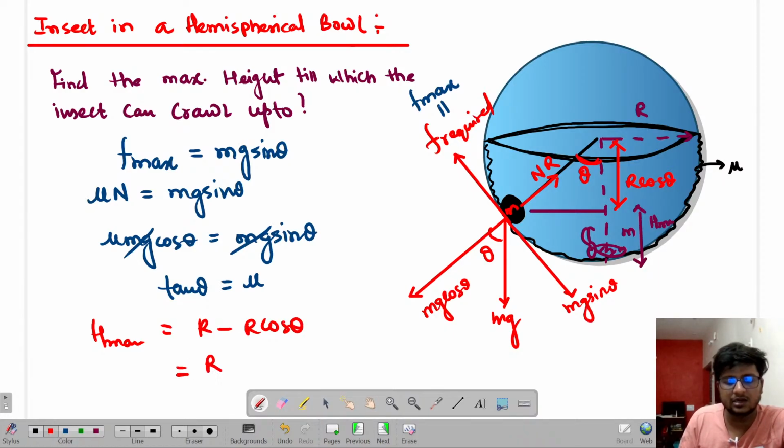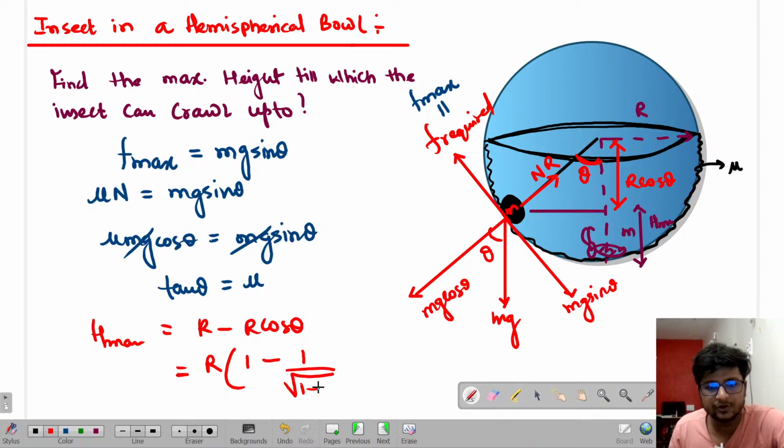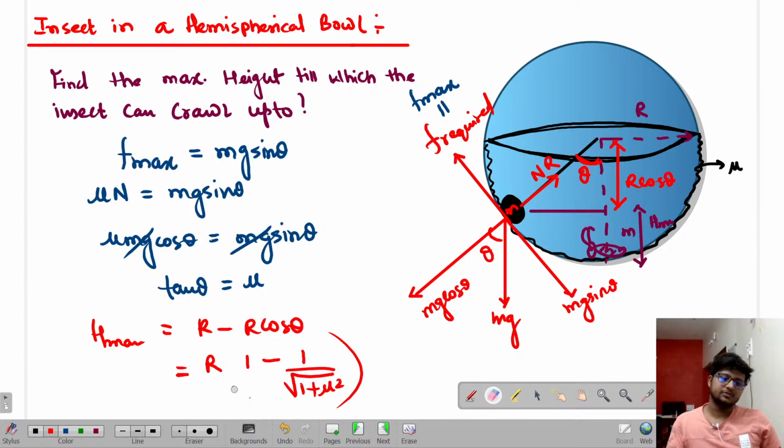Now r common, 1 minus cos theta is how much? Look over here. Cos theta, tan theta is mu by 1. So cos theta is base, which is 1, by hypotenuse, which is root of 1 plus mu square. This is your answer. This is my H max till which the body will rise up. Are you able to get me or not?